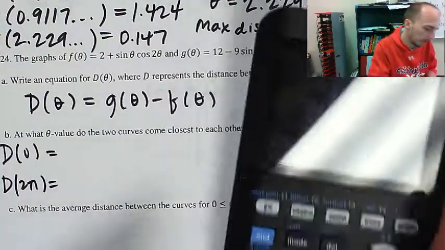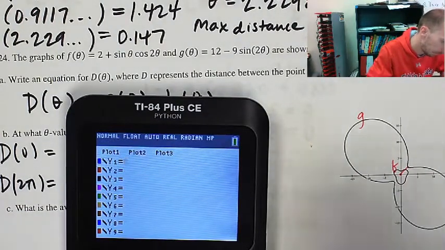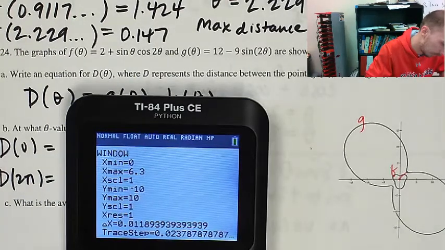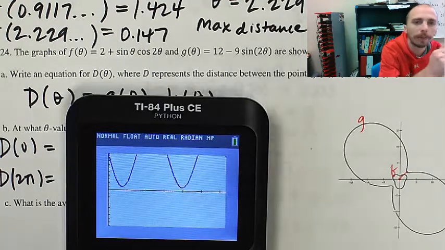So I'm going to just start by typing this stuff in. So 2 plus, wait, it's g minus f. 12 minus 9 sine 2 theta minus, in parentheses, f of theta, close parentheses. Right, window 0 to 2 pi. Let's see what happened. I am graphing g minus f.